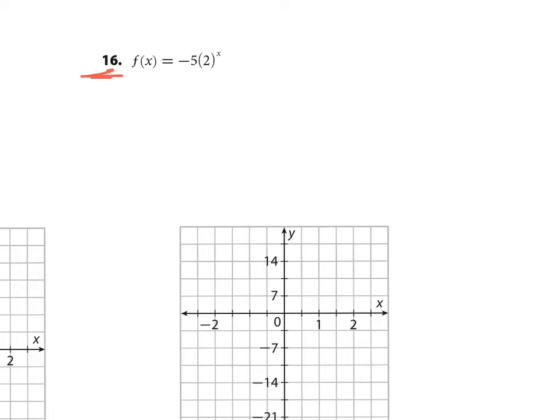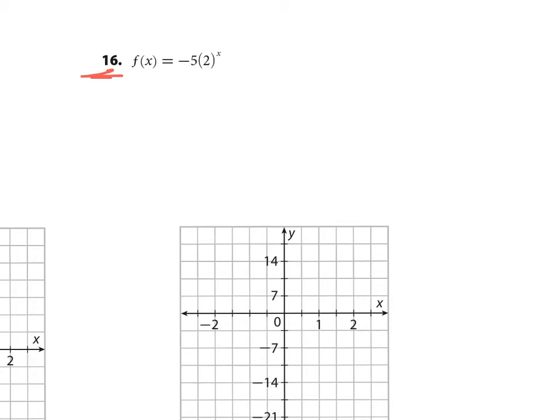Now, what does the 5 do? The 5 vertically stretches it. That makes it go up even faster. So what's going to happen? It's going to go down really fast, again, because it's negative. Now, if this had been something less than 1, then my function would have been decreasing here, multiplied by negative.